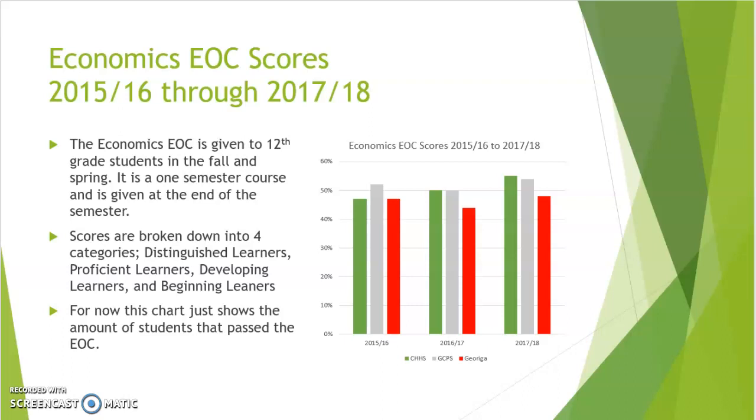In 2016-17, there was an increase up to 50%, which was what the county level was, and higher than the state. And then in 2017-18, there was an increase, and Collinsville was higher than both the county and the state.